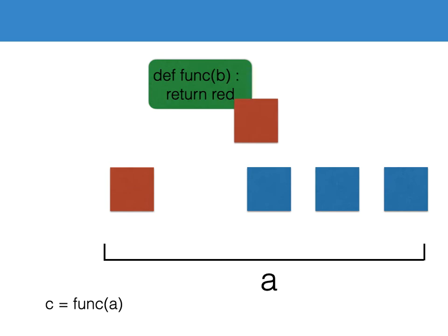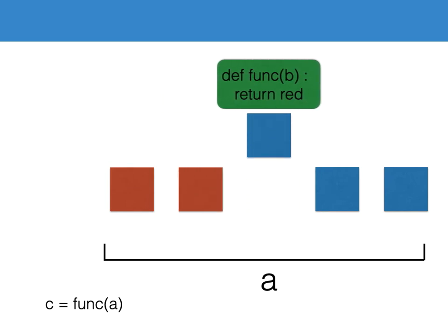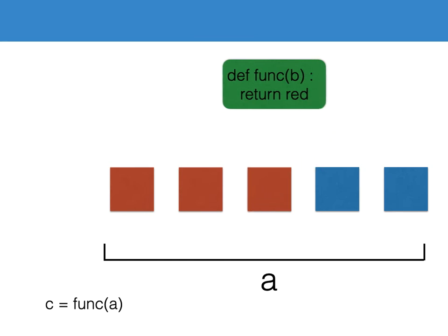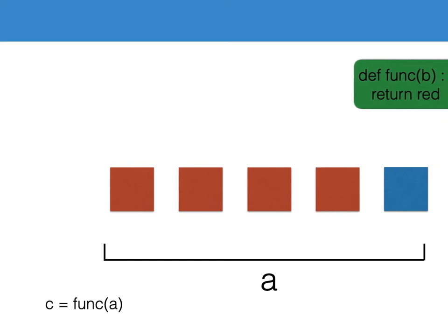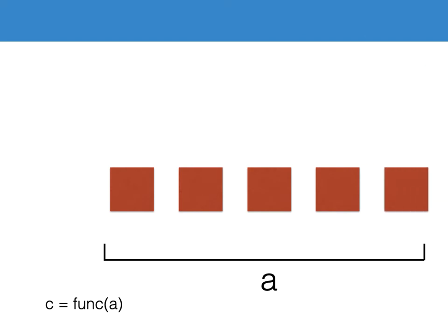In other words, if within the function the argument is treated as if it is a scalar, and if the function returns a scalar, then if the function is called using c equals func a as shown here, c is set equal to a scalar if a is a scalar, and c is an array with n elements if a is an array with n elements.